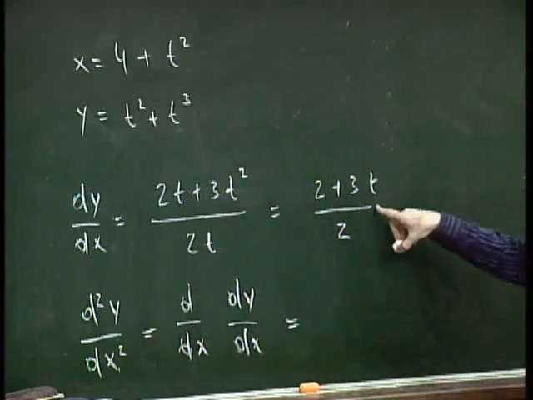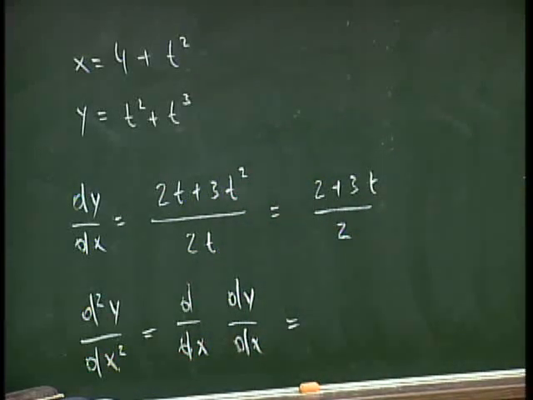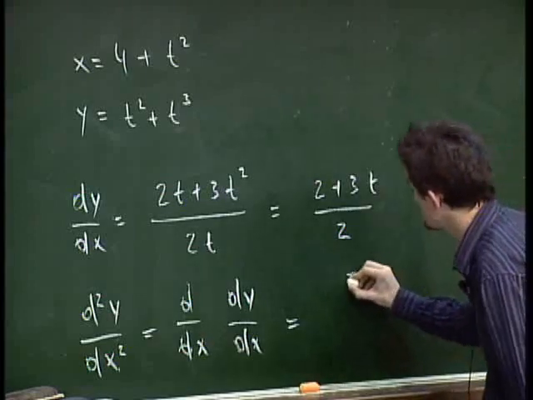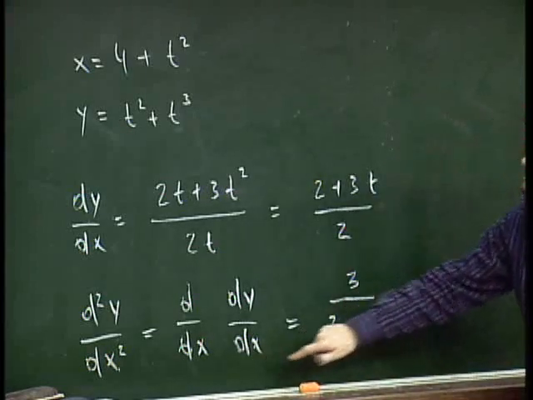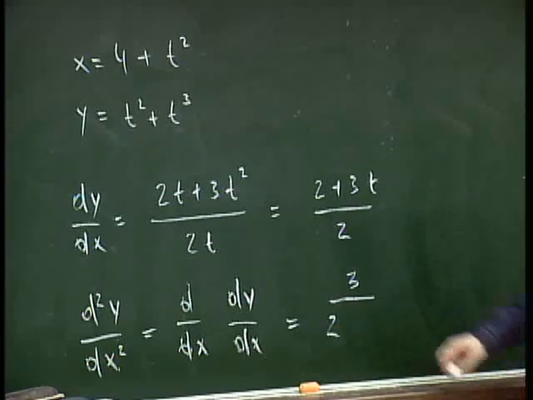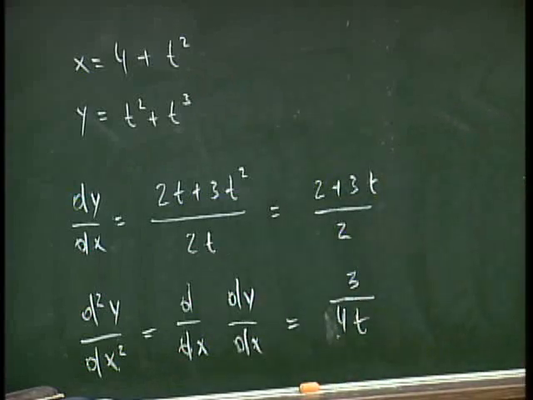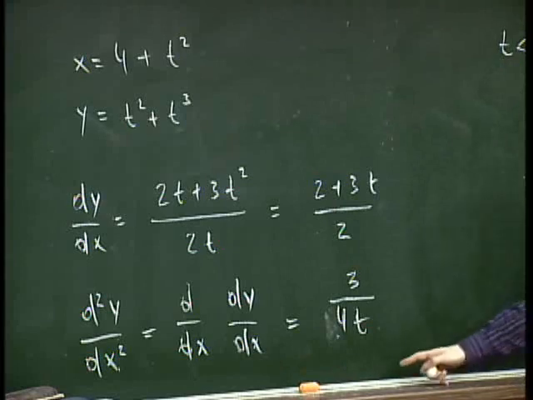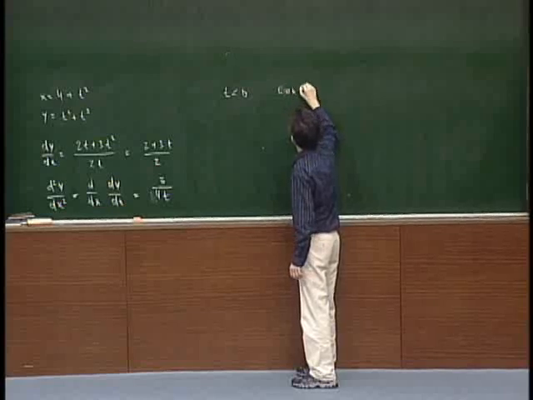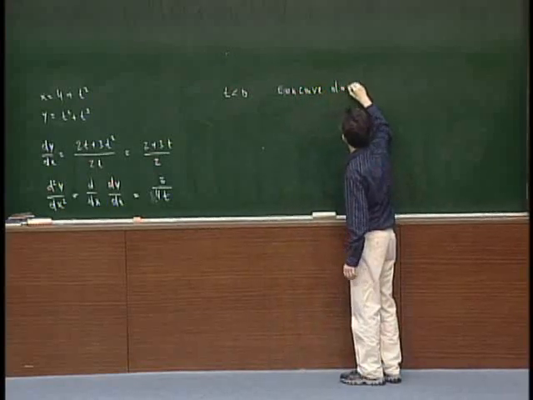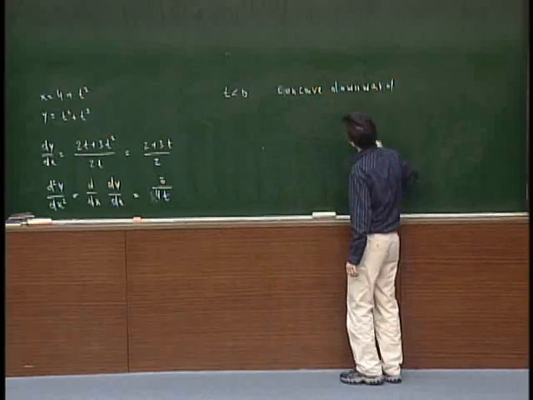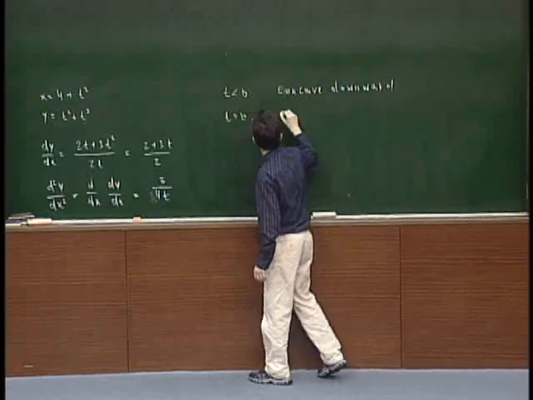And now what you have to do is take this one, and take the derivative with respect to t, which is 3 half. And you have to take the derivative of x with respect to t, which is 4t. Okay, so this is the second derivative. And you see that if t is smaller than 0, the second derivative will be negative. So here, concave downward.